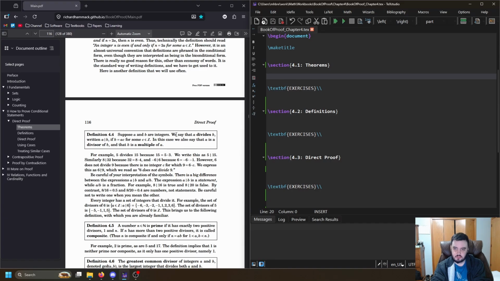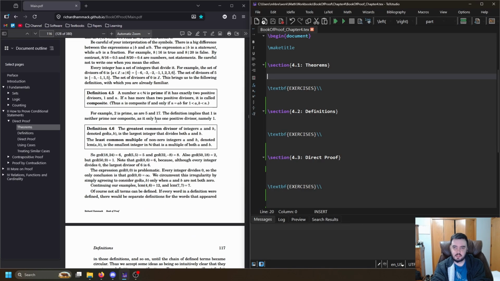Suppose a and b are integers. We say that a divides b, written a | b, if b equals ac for some c in Z. In this case, we also say that a is a divisor of b and that b is a multiple of a. A number n in the natural numbers is prime if it has exactly two positive divisors, 1 and n. If n has more than two positive divisors, it is called composite.